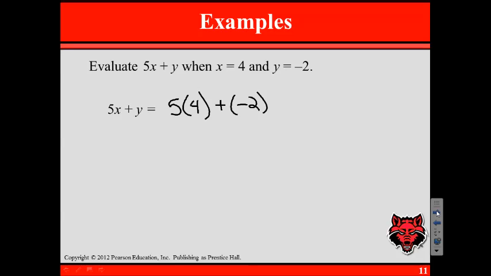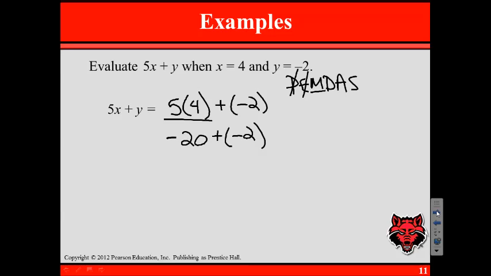So we use our order of operations. Hopefully you remember this from the previous section. We don't have parentheses, so to speak. At least we don't have operations inside of parentheses. We don't have exponents. We do have multiplication. 5 and 4 are being multiplied. 5 times 4 is 20. So we're left with 20 plus -2.